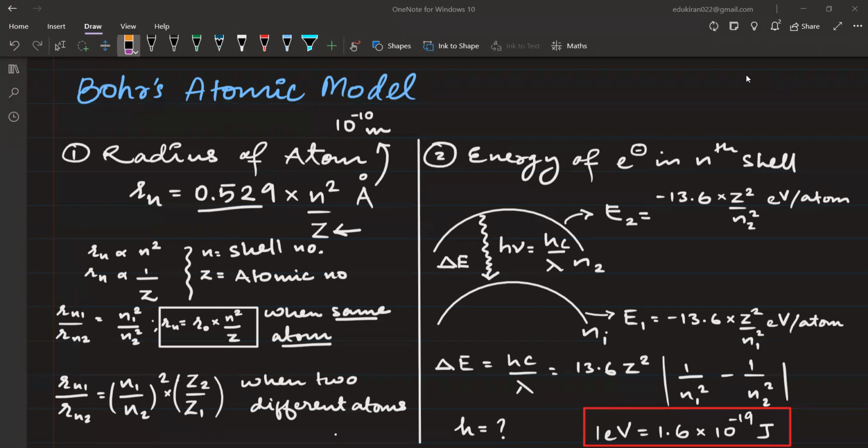All of you understood this relationship? Yes or no? Please tell me. N square is directly proportional to N square and inversely proportional to Z. Yes, sir. Sir, will Bohr's radius and other constants be given in the exam?